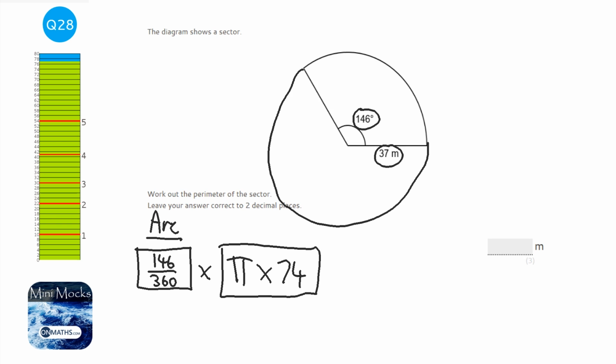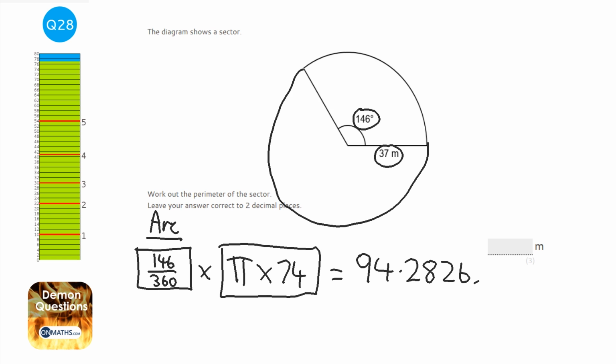Okay, so we type that all into our calculator, so I press the fraction button, 146 over 360 times pi times 74. And it gives me an answer in terms of pi. I don't need it in terms of pi, I just need it as a decimal. So 94.2826 and so on. Now that's for the arc length, but we also want to know what this distance here is. Well, we've already got that one. And what this distance here is. Well, they are both radiuses, or radii we call it. So that's also going to be 37 meters.